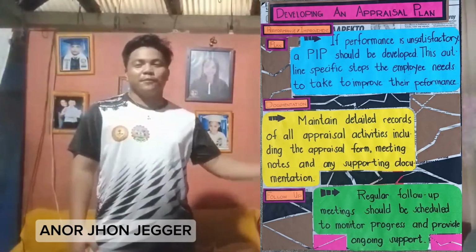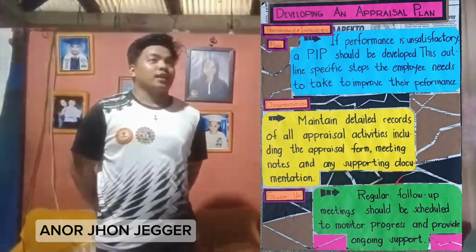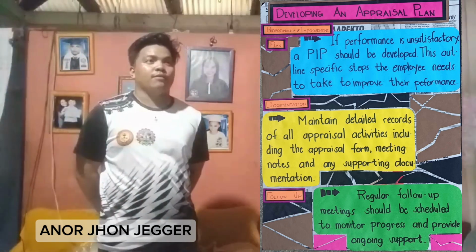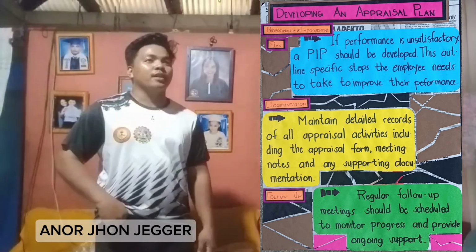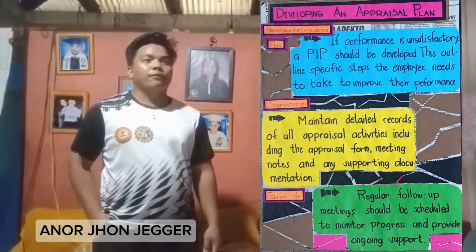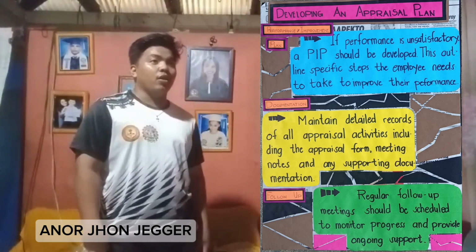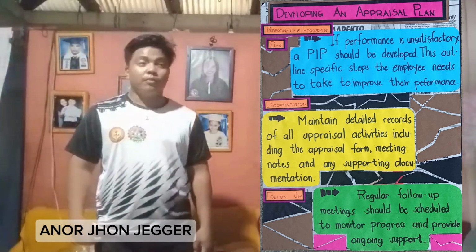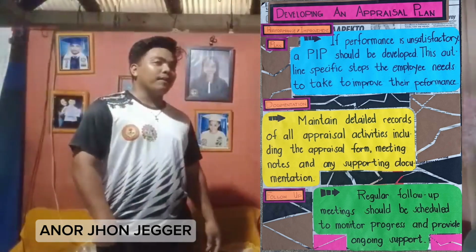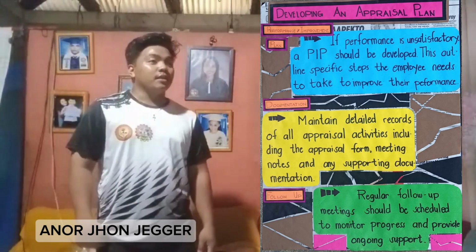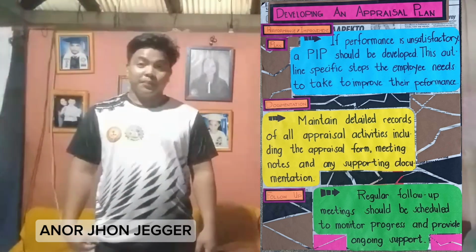Developing an appraisal plan. First, the performance improvement plan. If performance is unsatisfactory, a PIP should be developed. This outlines specific steps the employee needs to take to improve their performance. Next, documentation. Maintain detailed records of all appraisal activities, including the appraisal form, meeting notes, and any supporting documentation. Third, follow-up. Regular follow-up meetings should be scheduled to monitor progress and provide ongoing support.